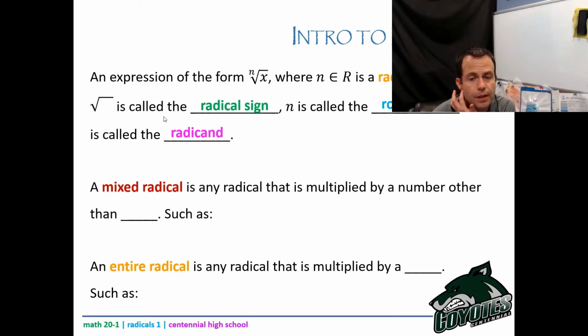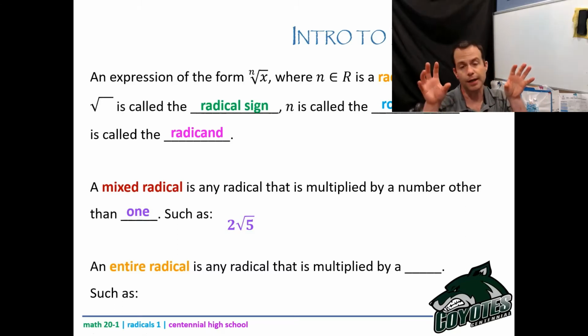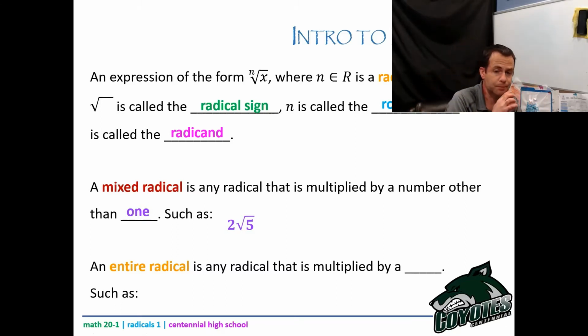Okay, now, a mixed radical is any radical that is multiplied by a number other than 1. So an example might be 2 root 5, okay? That's like saying 2 times root 5. It's also like saying I have 2 root 5s. I have a root 5 here and I have a root 5 here and I put them together and I have 2 root 5s, okay? It means the same thing. An entire radical is any radical that is multiplied by 1. So essentially there's no number outside of the radical.